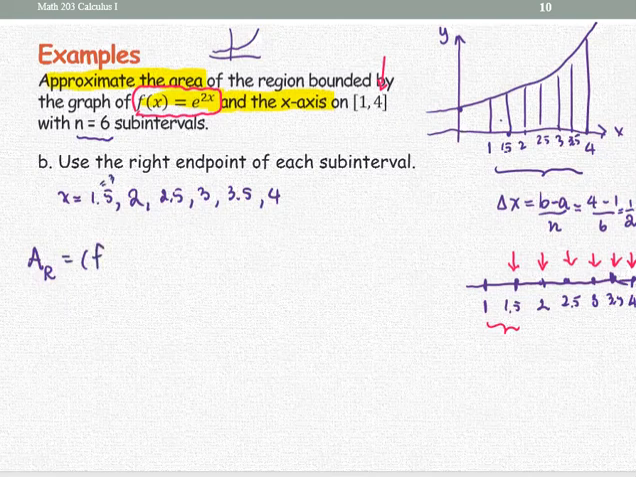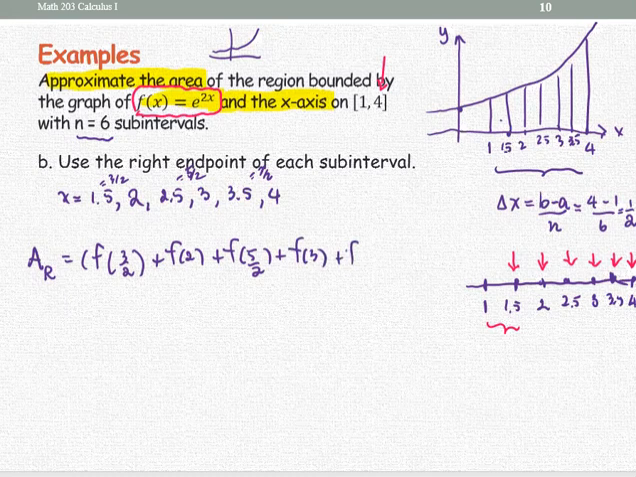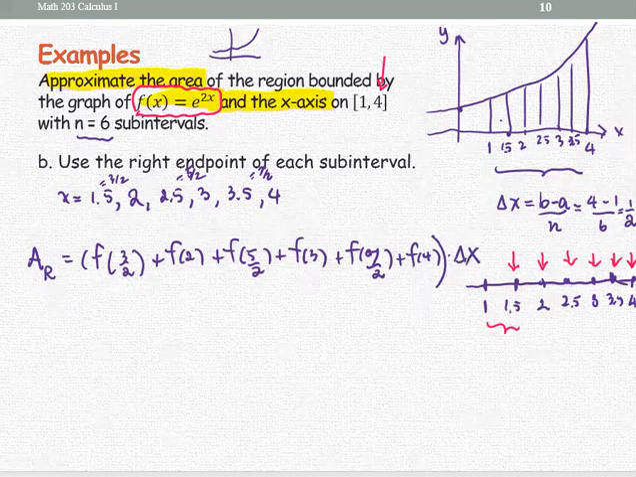Again, 1.5 is 3 over 2, 2.5 is 5 over 2, 3.5 is 7 over 2. So the function at 3 over 2 plus the function at 2 plus the function at 5 over 2 plus the function at 3 plus the function at 3.5, which is 7 over 2, plus the function at 4, and then multiply by the delta x, which is the width. So the height times the width.